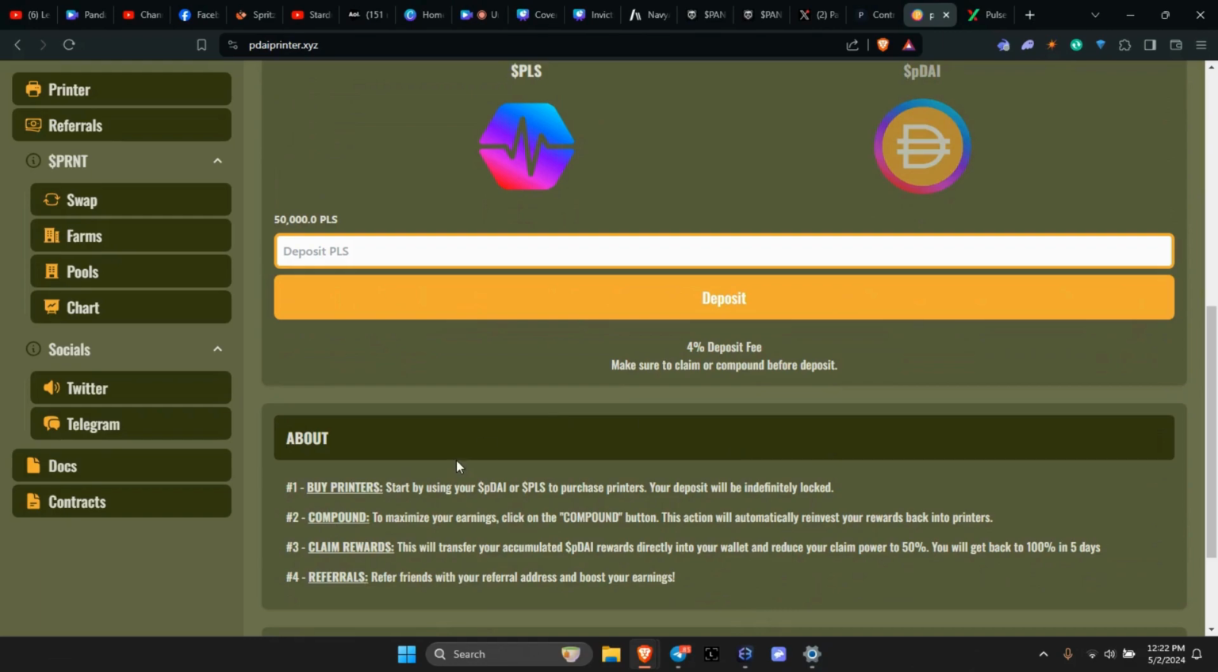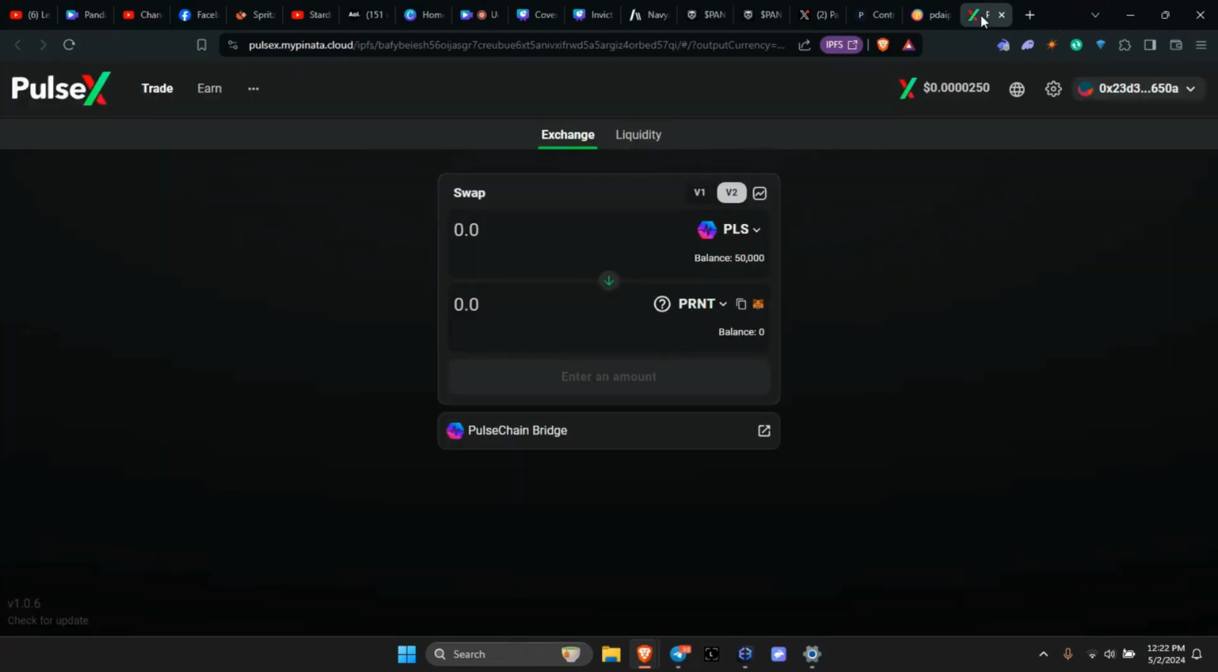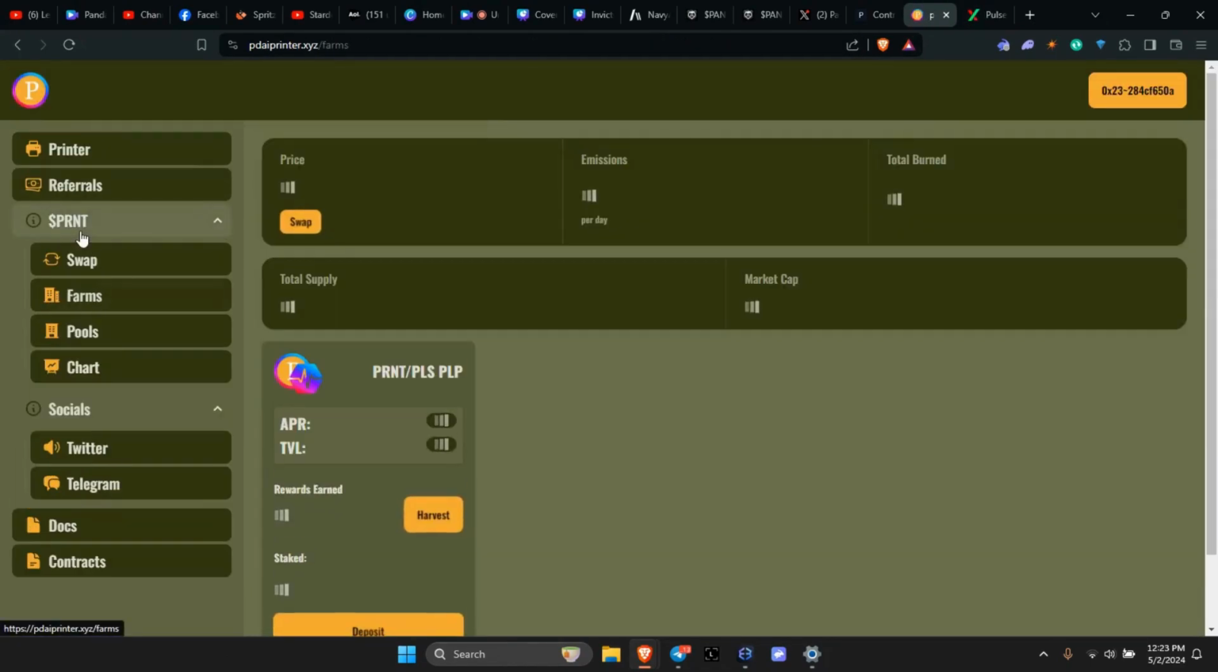Then down here gives you a little bit more information: how to buy the printers, how to compound, claim, and then referrals. Now over here in the left menu, you have the swap. When you click swap, it takes you out to the PulseX DApp for you to swap whatever tokens you're going to use into print. Go back. Then you have farms.